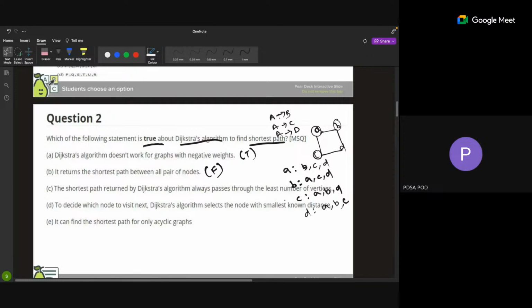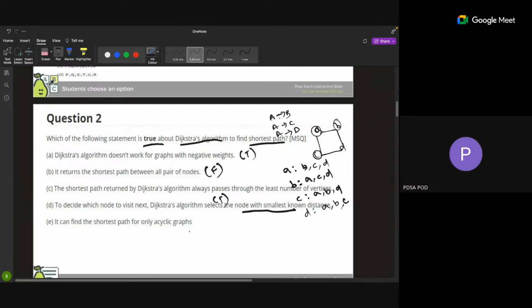To decide which node to visit, Dijkstra's algorithm selects the next smallest distance. Yes. Because from A, what is the next smallest? From B, what is the next smallest? So in that way it will go, smallest distance. So this is also true. And the last one is, it can find the shortest path only for acyclic graphs.